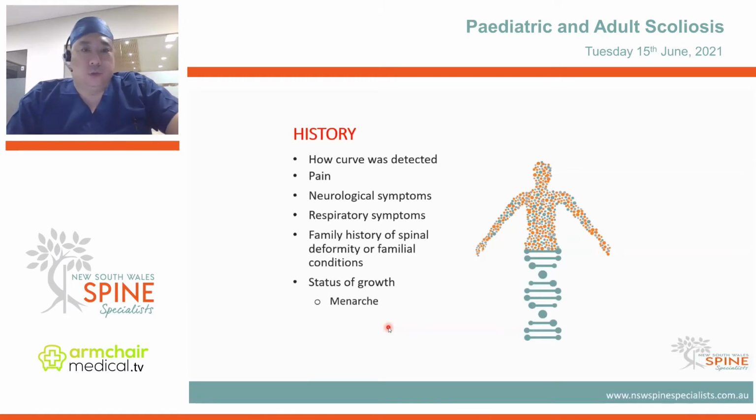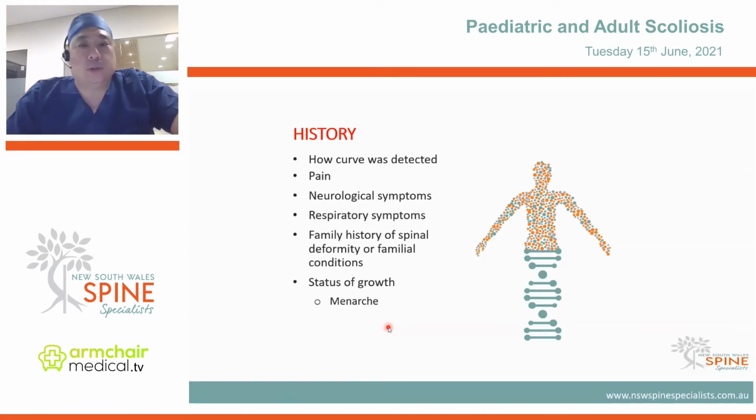Ask about neurological symptoms. Ask about respiratory symptoms as well, because we know that when curvatures reach 60 degrees or above, you start to have a degree of compromise of your lung function. So exercise history and respiratory symptoms are important. Also ask about any family history of neurological disorders, and history of scoliosis.